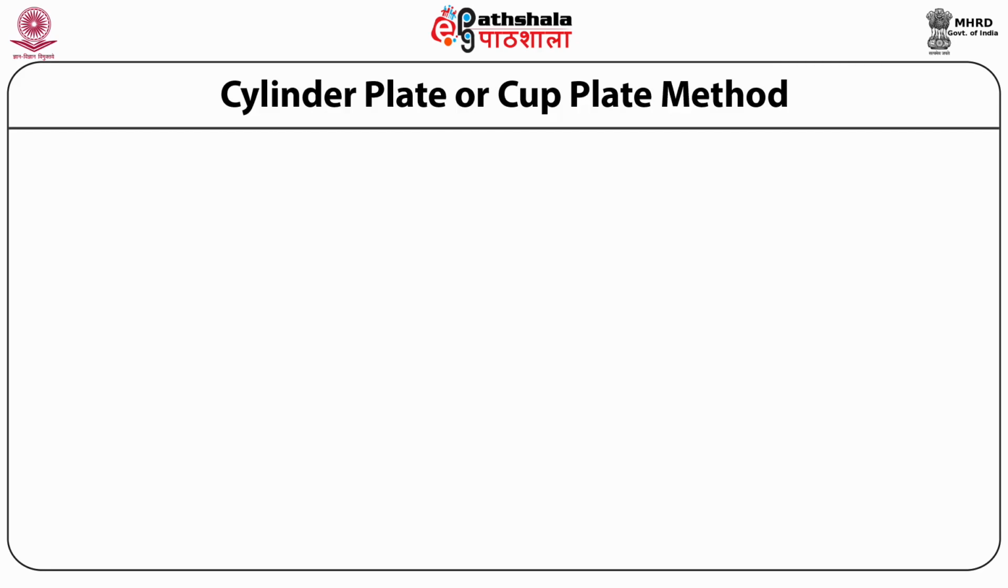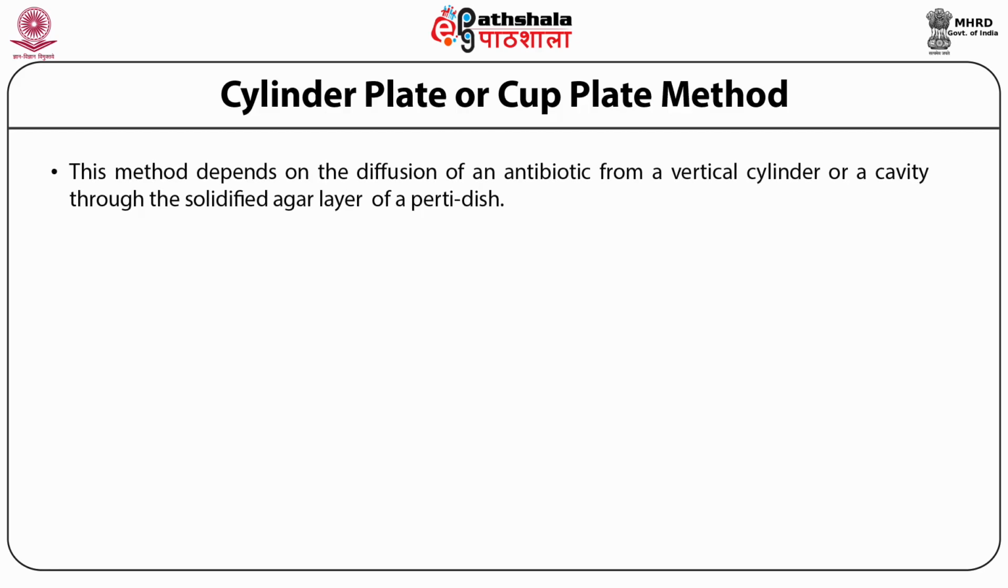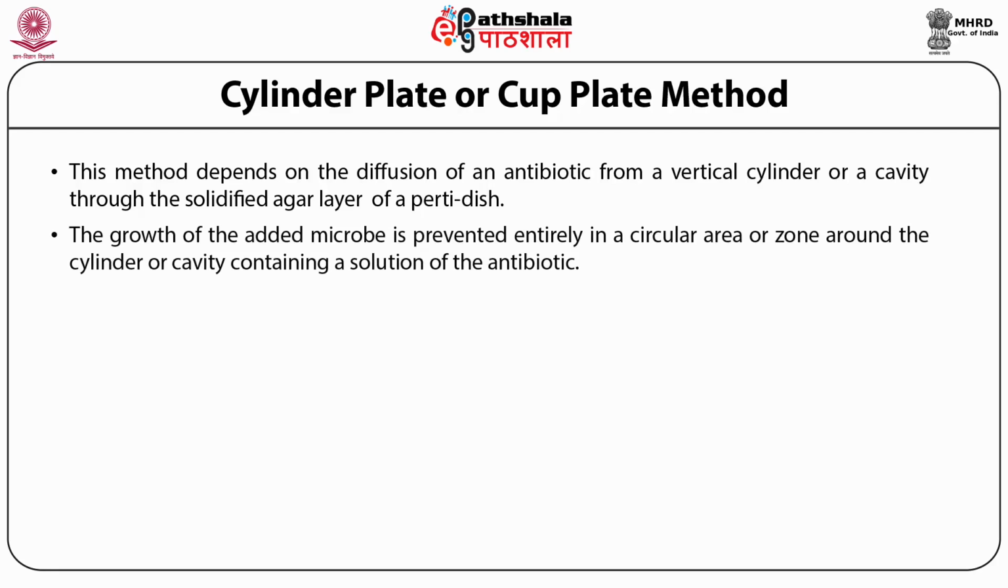Cylinder plate or cup plate method of antibiotic assay. This is also known as method A. This method depends on the diffusion of an antibiotic from a vertical cylinder or a cavity through the solidified agar layer of a petri dish. The growth of the added microbe is prevented entirely in a circular area or zone around the cylinder or cavity containing a solution of antibiotic. It may be standard or it may be sample.